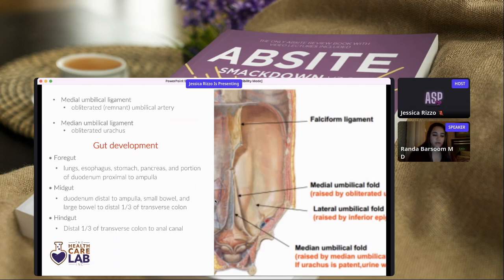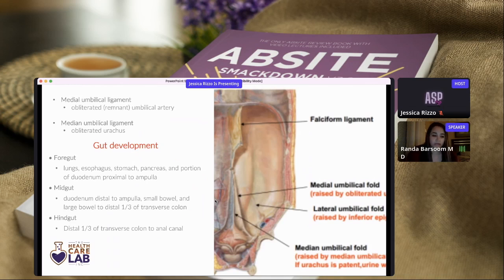All right, so first things first about pediatric surgery is embryological development. So the medial umbilical ligament, remember, is an obliterated umbilical artery. You'll see that. It's a great PIMP question in the operating room. It's also a great question for the Absite itself. The median umbilical ligament is the obliterated urachus.